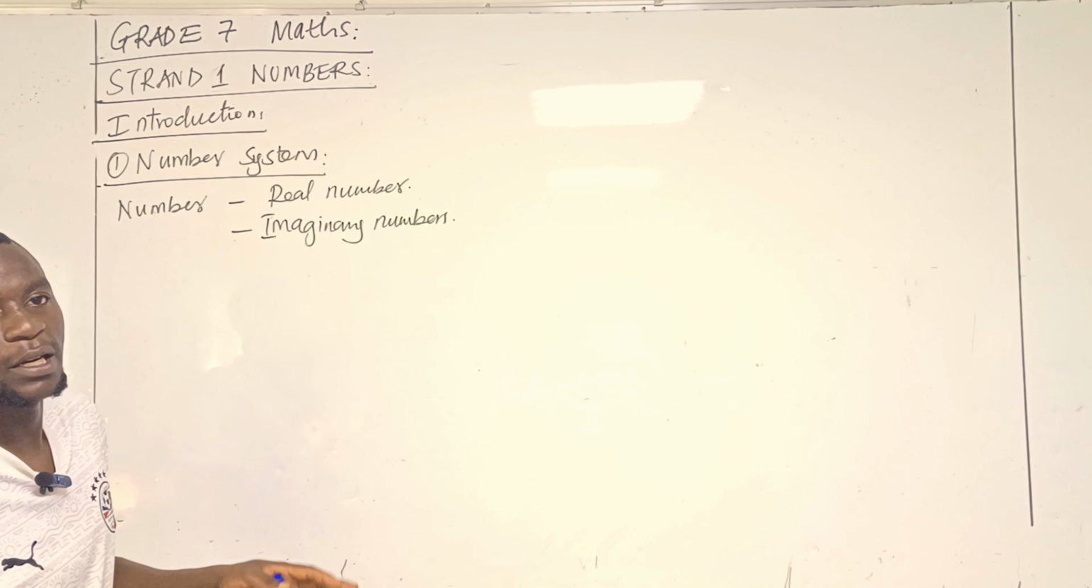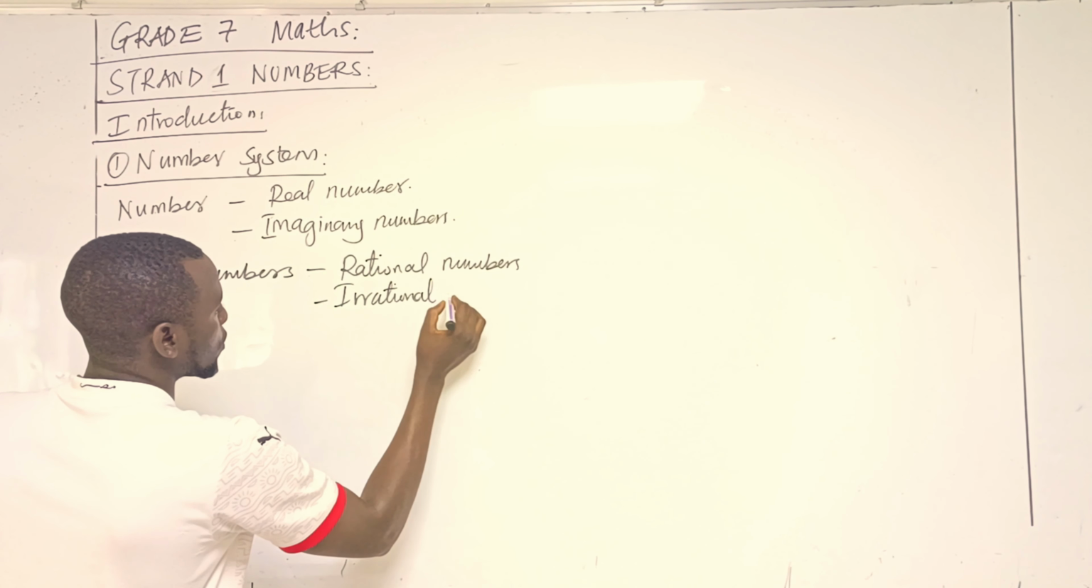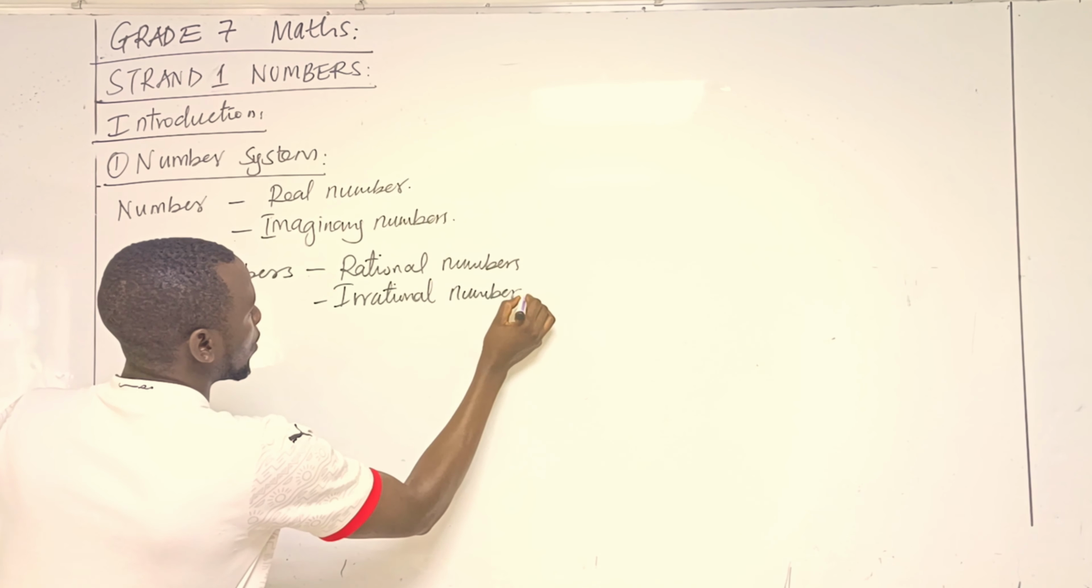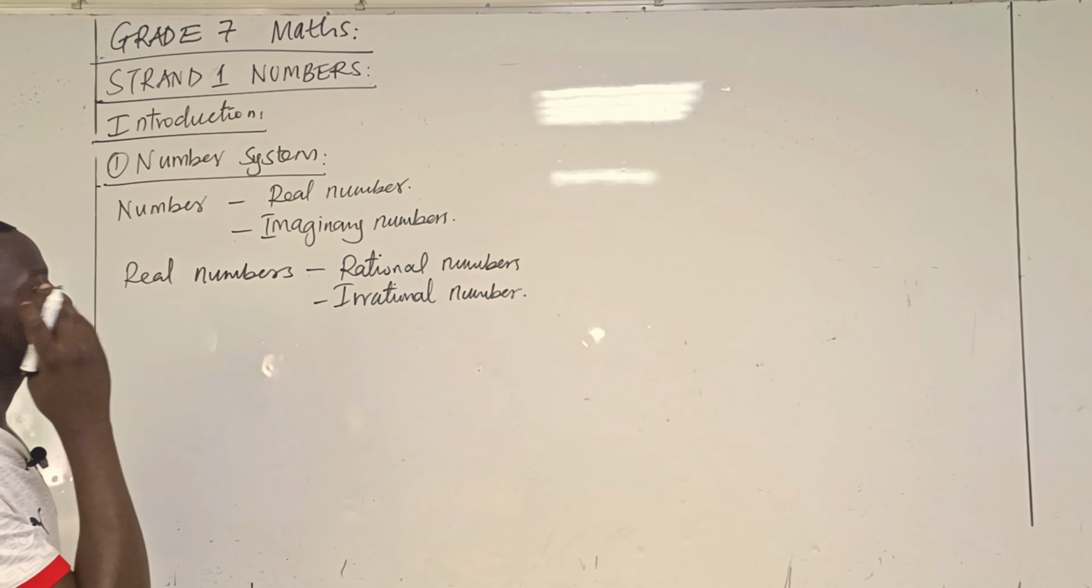Then under real numbers, we have two types of real numbers. We have rational numbers and irrational numbers. A rational number is a number that can be expressed as a fraction where the denominator is not equal to 0. Then irrational numbers are numbers that cannot be expressed as a fraction.